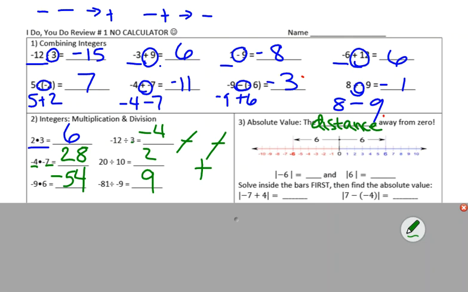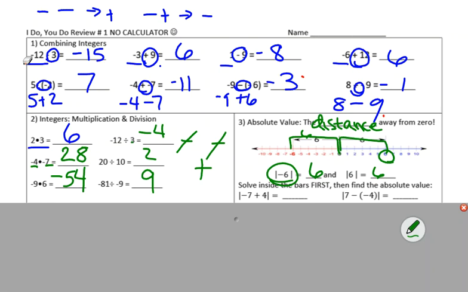Okay, so if we were to look at this number line, what is the absolute value of -6? Well, -6 is 6 away from 0. So the absolute value of a negative number is always a positive. Same thing, if we said, how far away is 6 from 0? Well, it's 6 away. So the absolute value of 6 is also 6. A lot of times people think it's the opposite, but it's not. Absolute value is always positive.